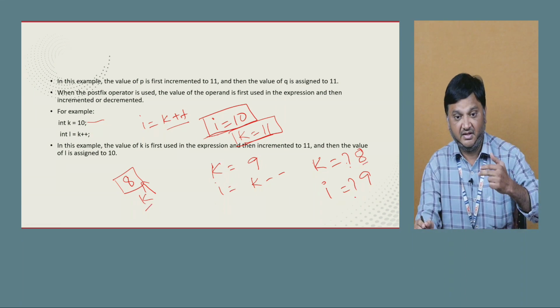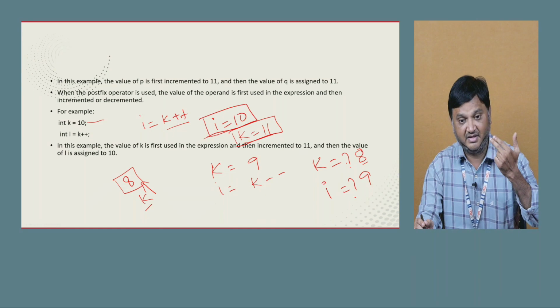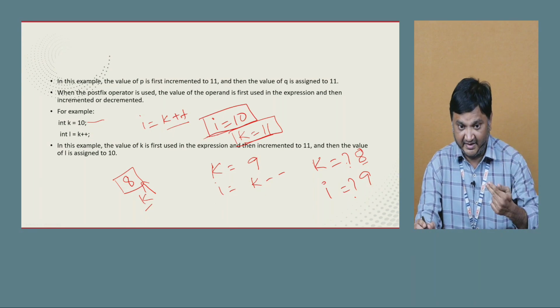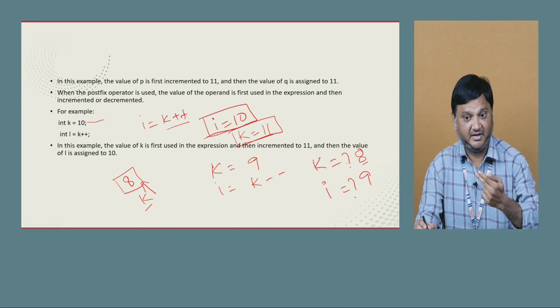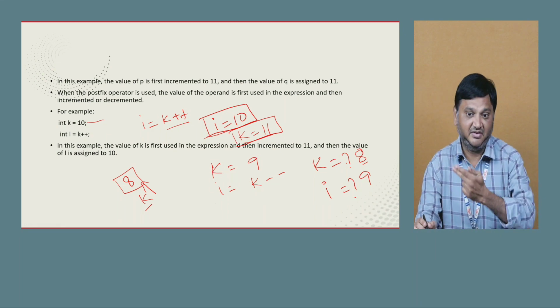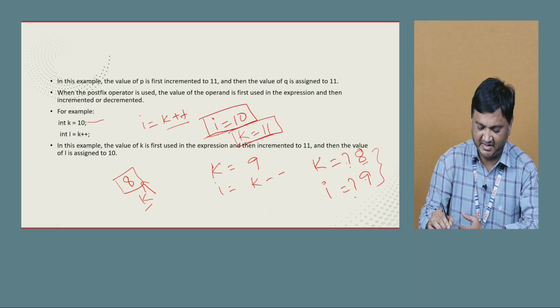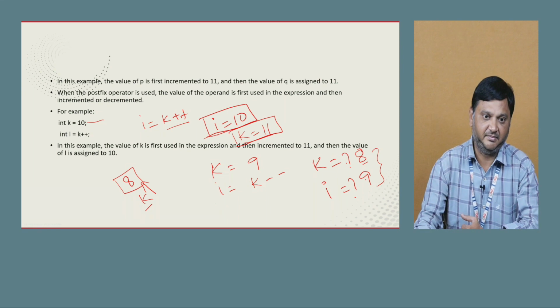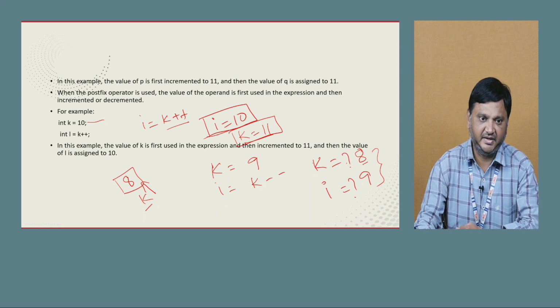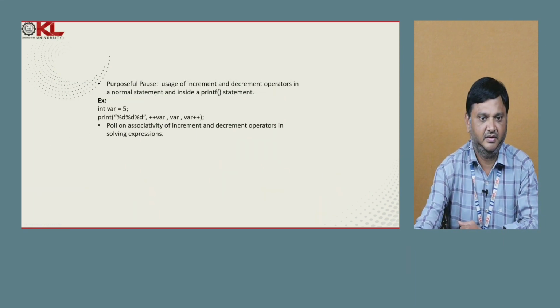See the difference? In the before one, pre-decrement, it prints 8 and 8. Now, it is a post decrement, i value will be 9, k value will be 8. So this is the way we can see the difference between a pre-increment and a post-increment, pre-decrement and a post-decrement.